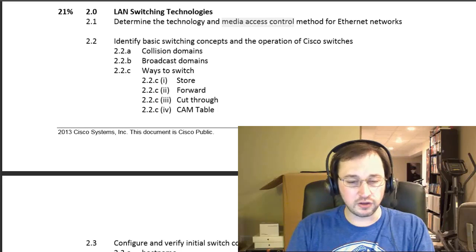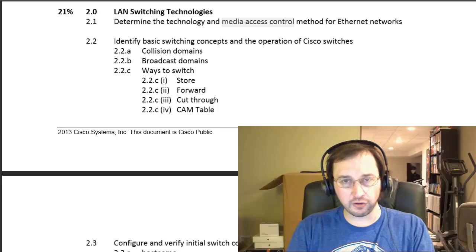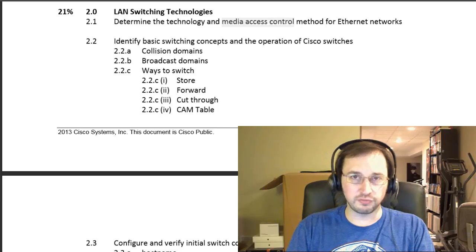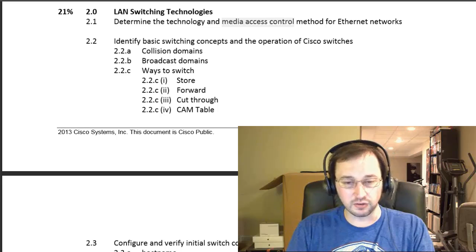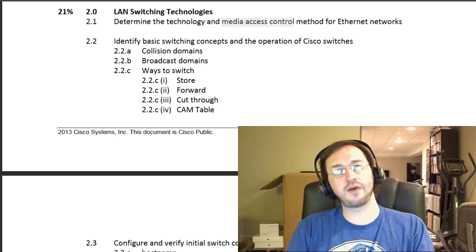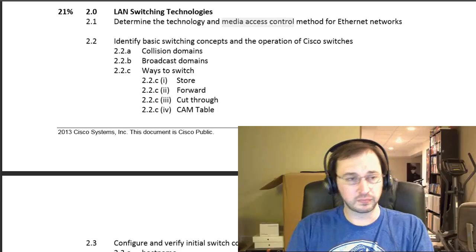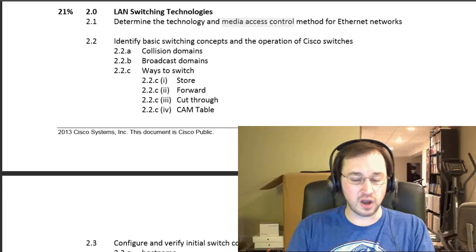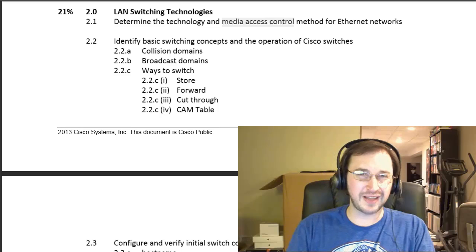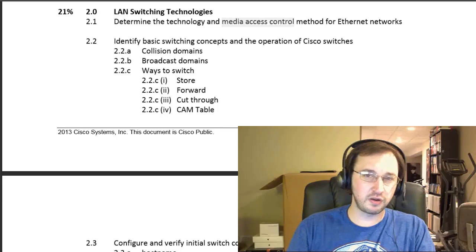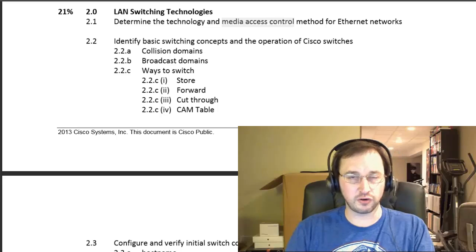And I would also add, you need to be able to look at a network diagram that has a bunch of routers, bunch of switches, bunch of PCs, and you need to be able to identify where are the broadcast domains, where are the collision domains, and be able to number them. In other words, if you look at a diagram, how many collision domains are there? How many broadcast domains? Make sure you know those.